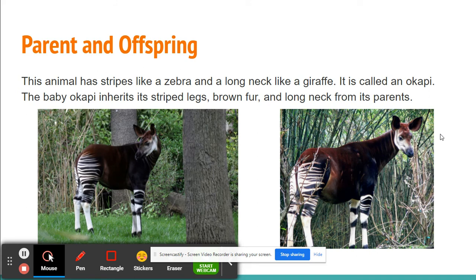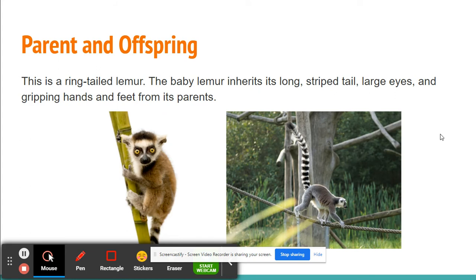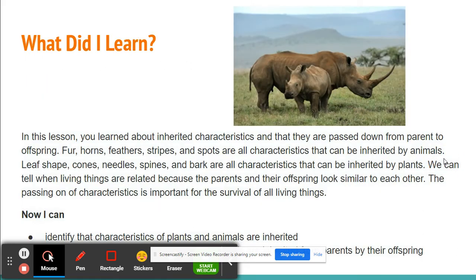The animal has stripes like a zebra and a long neck like a giraffe. It's called an okapi. And a baby okapi inherits its striped legs, brown fur, and long neck from its parents. This is a ring-tailed lemur. The baby lemur inherits its long striped tail, large eyes, and gripping hands and feet from its parents. I love how lemurs look. They're so cute. So what did you learn?